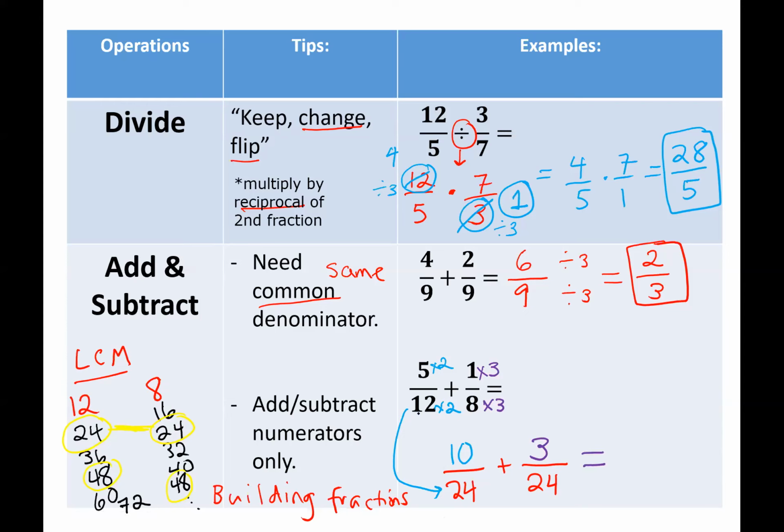So we had to find a common denominator. I did that by making a list of multiples and then going with the least common multiple. Then we multiplied the denominator and the numerator by the same number to build our fraction up. We did that for each fraction in different ways. Our goal was to get a common denominator, and this time it was 24. And finally, now we can add the numerators. 10 plus 3 would be 13. And this is our answer.